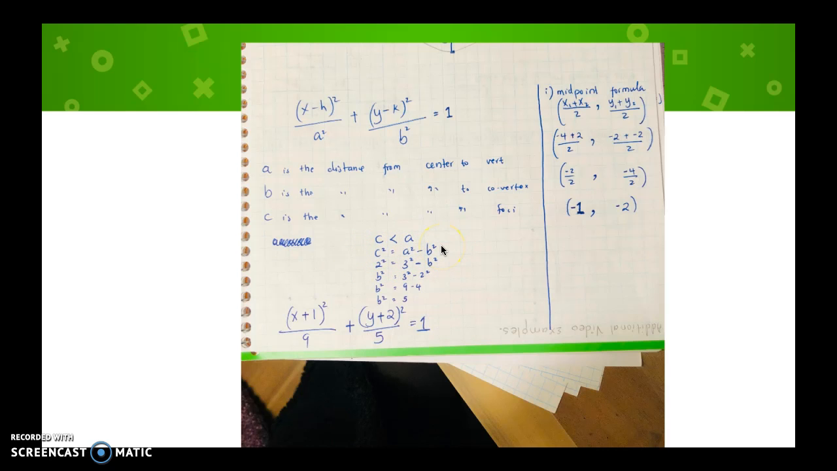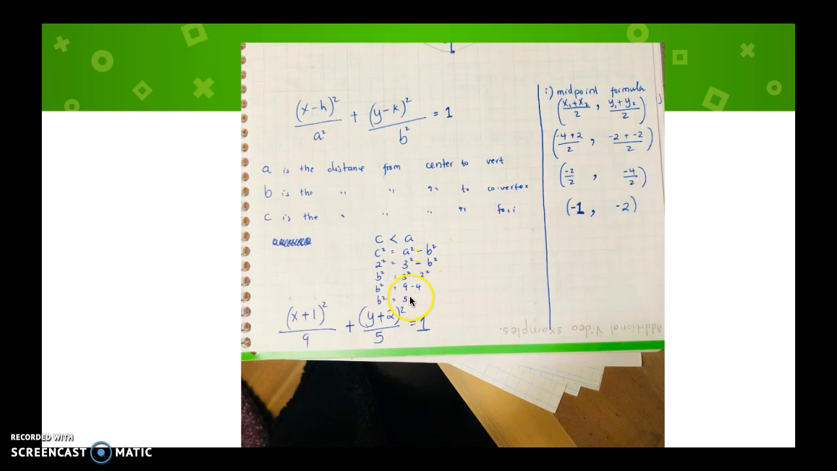I did this because I needed my b squared term, because notice in the standard equation we have b squared there. So I implemented this formula so that I could get the b value.